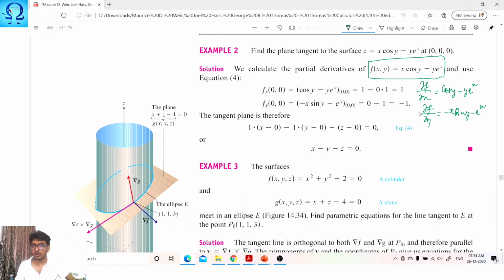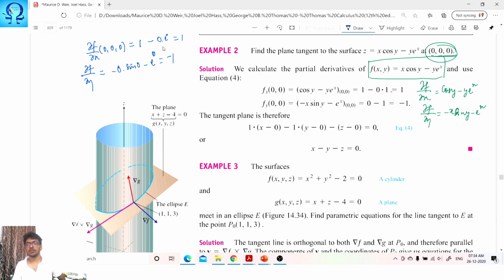So if you plug in the given values 0, 0, 0 into it, you would have what? Your del f upon del x evaluated at the point (0, 0, 0) is actually 1 minus 0 times e power 0. It is going to be 1. So del f upon del y is going to be minus 0 times sin 0 minus e power 0, which turns out to be minus 1.